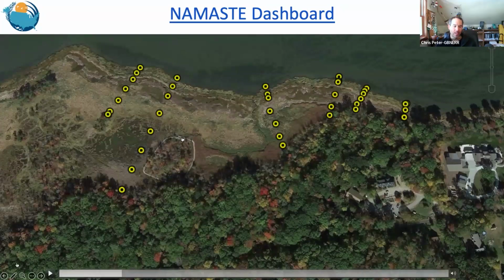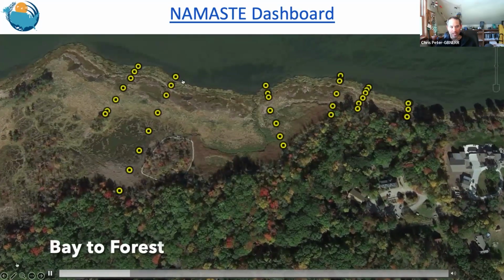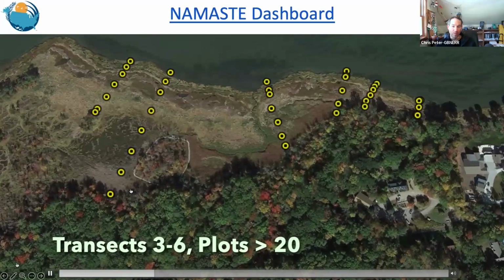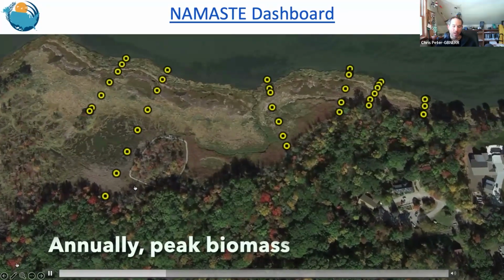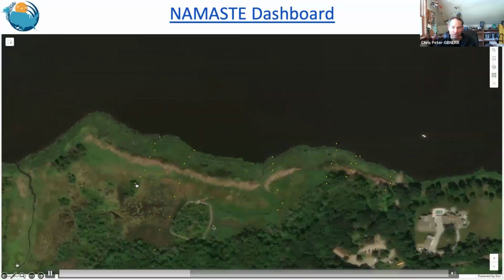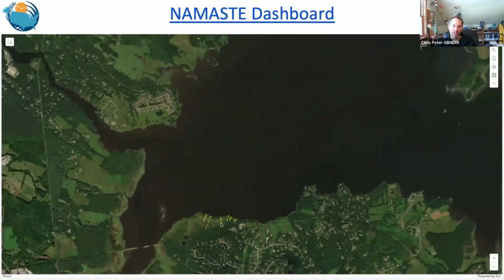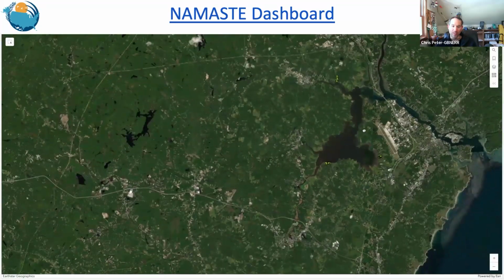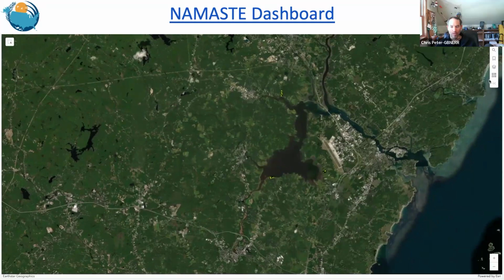These are transects, and they run from the bay edge to the forest. And this is very common for all the reserves and the sites across the system. We monitor annually around peak biomass. There's 3 to 6 transects typically. And this is one site in Great Bay out of multiple. There's one on the East Coast. There's one on the northern shore as well.